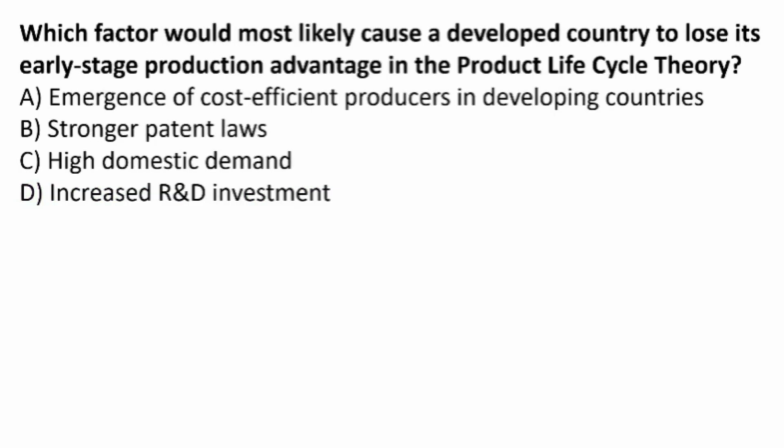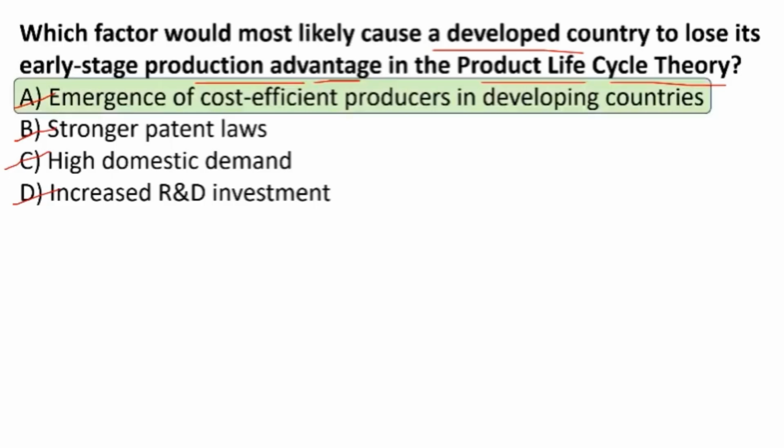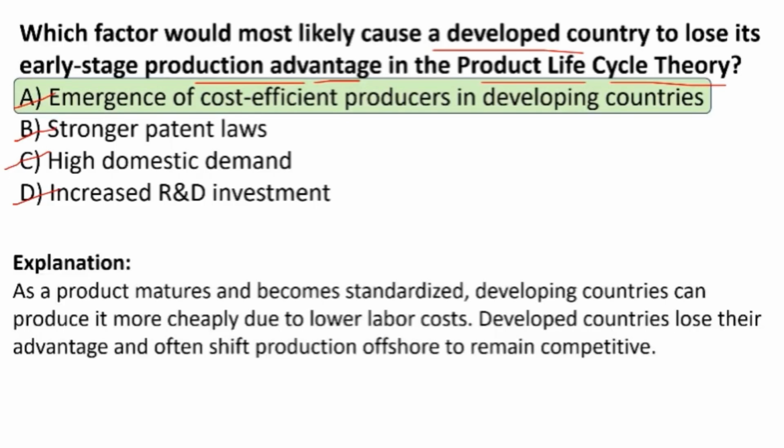Which factor would most likely cause a developed country to lose its early-stage production advantage in product life cycle theory? Emergence of cost-efficient producers in developing countries, stronger patent laws, high domestic demand, or increased research and development investment. So that is emergence of cost-efficient producers in developing countries, right? As a product matures and becomes standardized, developing countries can produce it more cheaply due to lower labor cost.